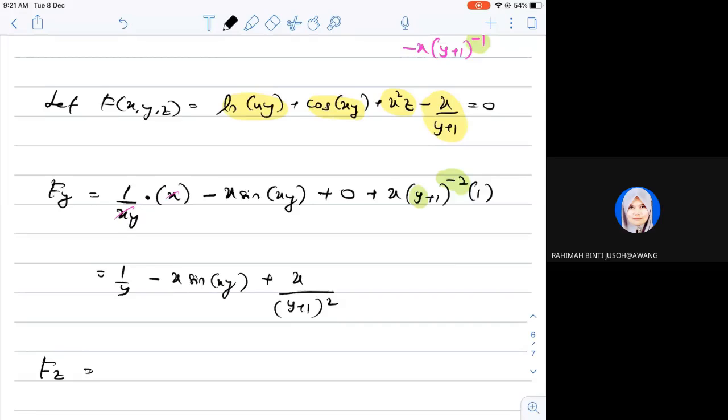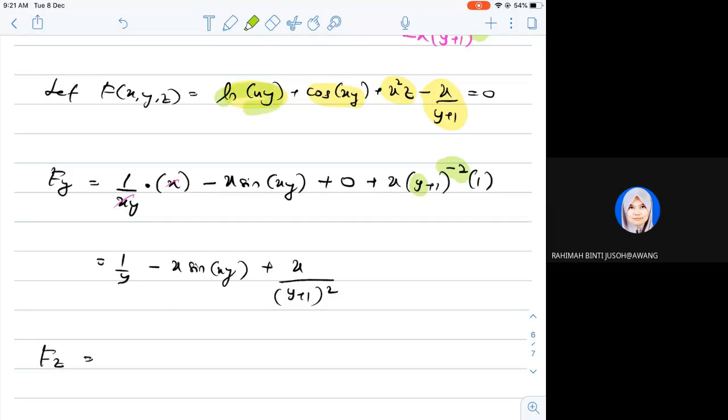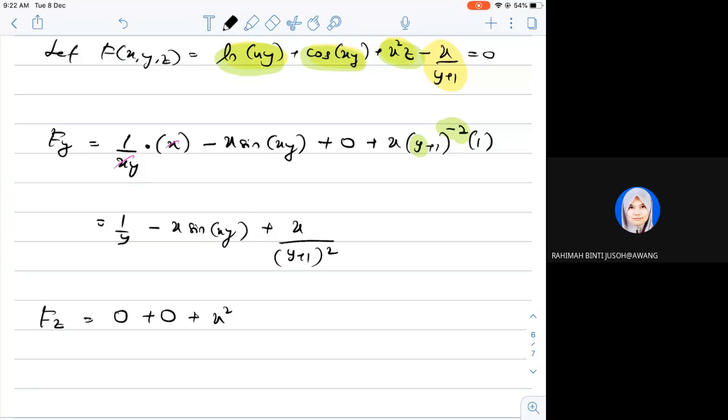So cari Fz pula, differentiate terhadap Z. So ln xy, differentiate with respect to Z, we will get what? Dapat apa? Dapat 0, yes, good. We will get 0 because ln xy just constants, so we get 0. How about this? Differentiate cos xy with respect to z, we will get also 0. Yes, also 0. Good, we'll get 0. And then how about this? Differentiate x squared z with respect to z, we will get x squared. Okay, good, x squared. Okay.